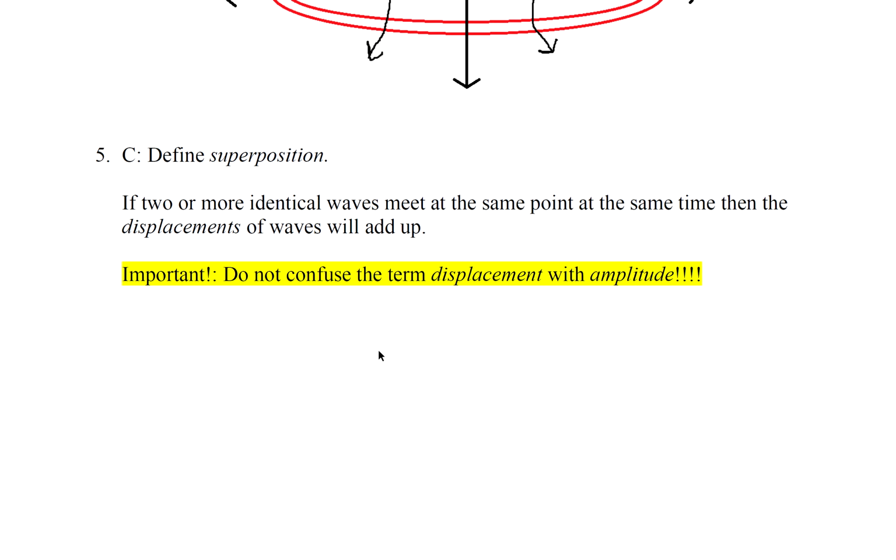Question 5. Define superposition. If 2 or more identical waves meet at the same point at the same time, then the displacements of the waves will add up. So important, do not confuse the term displacement with amplitude.